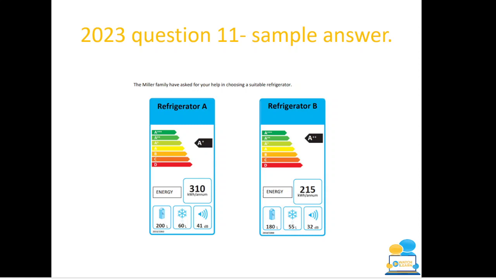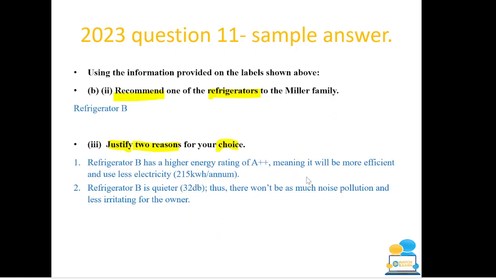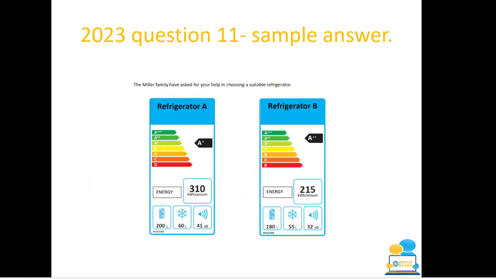So I would have gone back here and I would have highlighted the key information to figure out which one is better. So these are my sample answers, okay? So refrigerator B has a higher energy rating of A++, meaning it will be more efficient and use less electricity, 250 kilowatt per annum. Now, all this information has all come from here. I have never studied this label in class or anything like that.